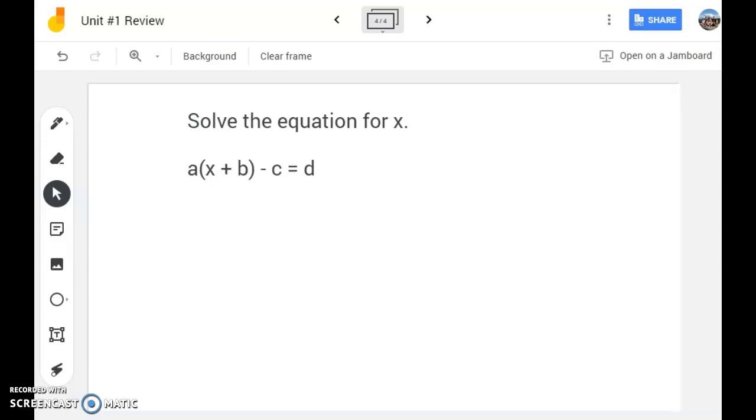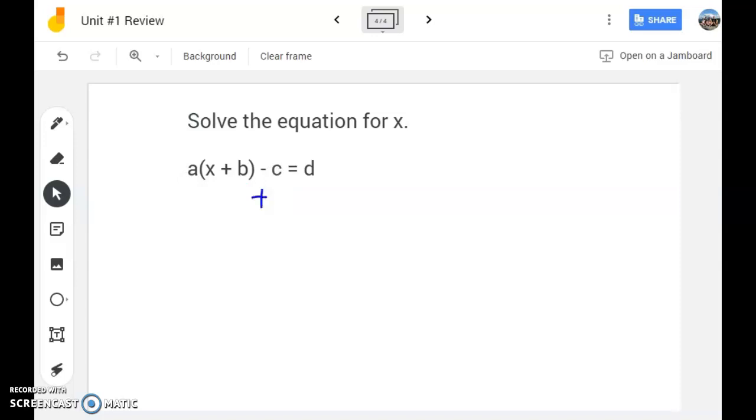So if you're ever stuck on what to do first in solving an equation, think about what you would do first with the order of operations. You would do parentheses first, then you would multiply, and the last thing is you would subtract. But we want to reverse that order. We want to do everything backwards and the inverse operation.